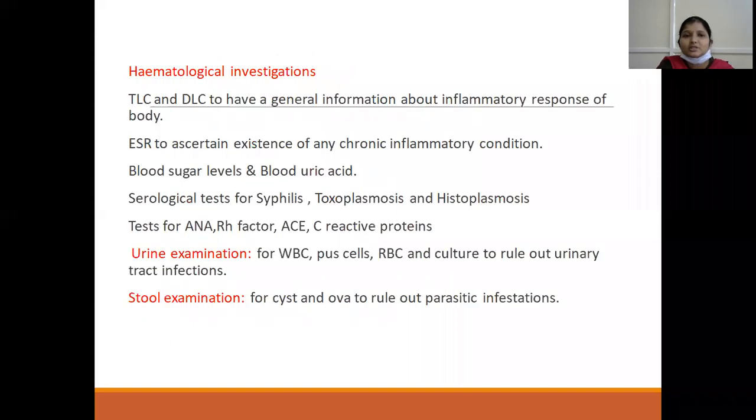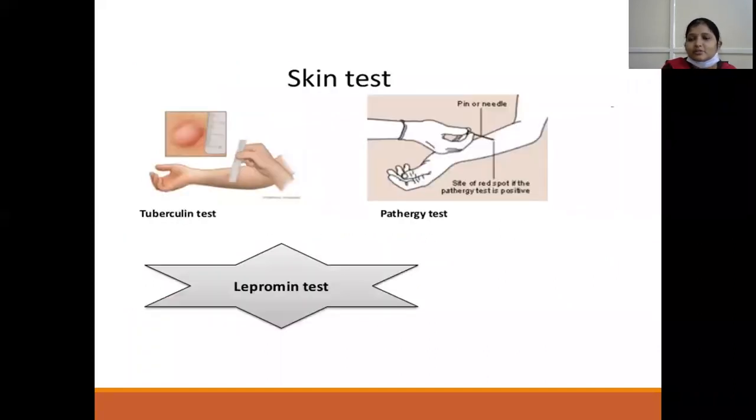So what are the investigations we have to do? Hematological investigations like TC, DC, ESR, blood sugar and uric acid levels, serological tests for syphilis, toxoplasmosis and histoplasmosis, and urine examination for pus cells, RBC, and culture to rule out any urinary infections. Stool examinations for cyst and ova to rule out parasitic infections. After hematological and urine tests, we have to do skin tests.